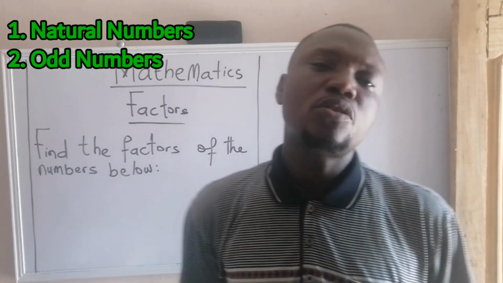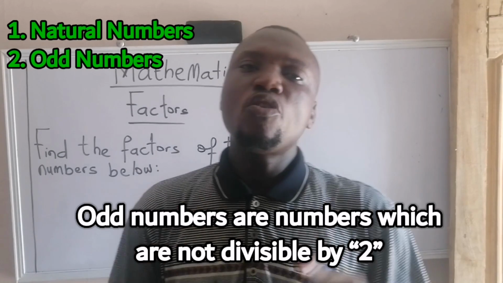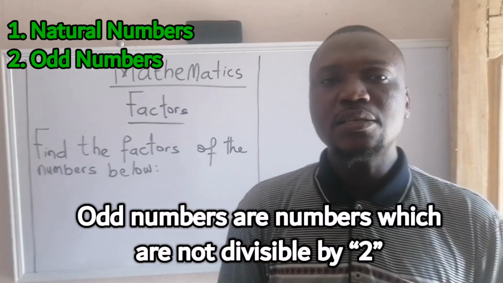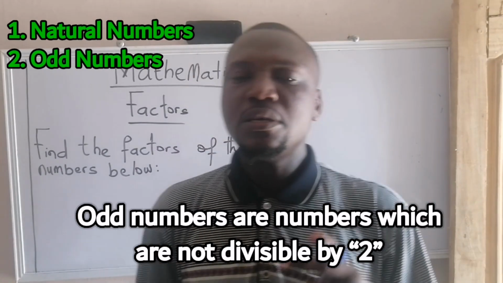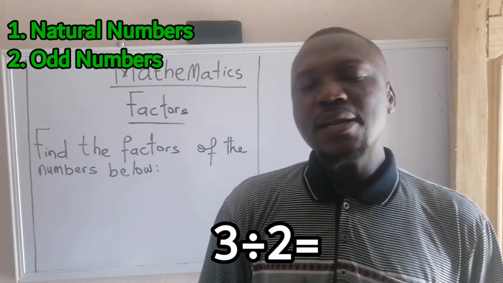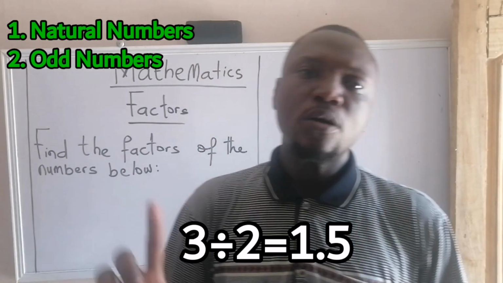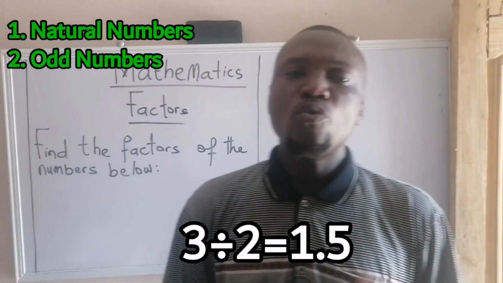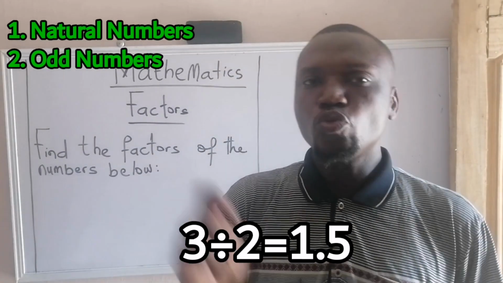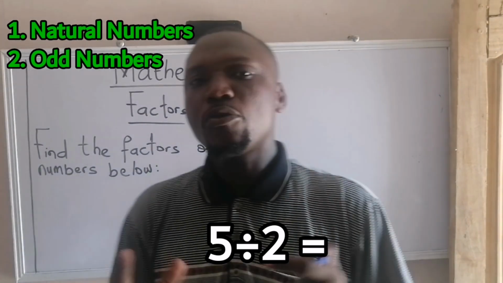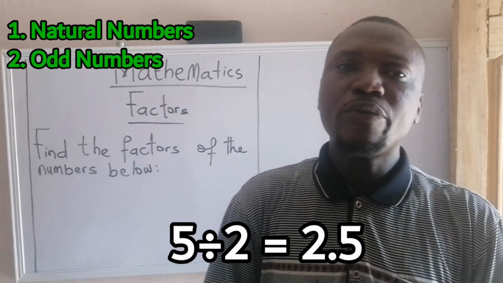So what are odd numbers? Odd numbers are numbers that cannot be divided by 2. Now odd numbers, if you try to use 2 to divide it, you are going to have decimals. Like if I use 2 to divide 3, 2 will go in 3 how many times? 1, but I will have a remainder 1. So 3 divided by 2 will give you 1.5. That makes 3 an example of odd number. 5 is a good example of odd number. If you use 2 to divide 5, you are going to have 2.5. You are not going to have a whole number.